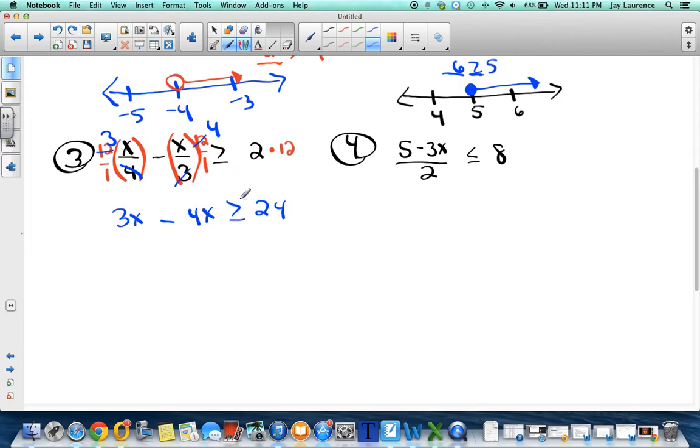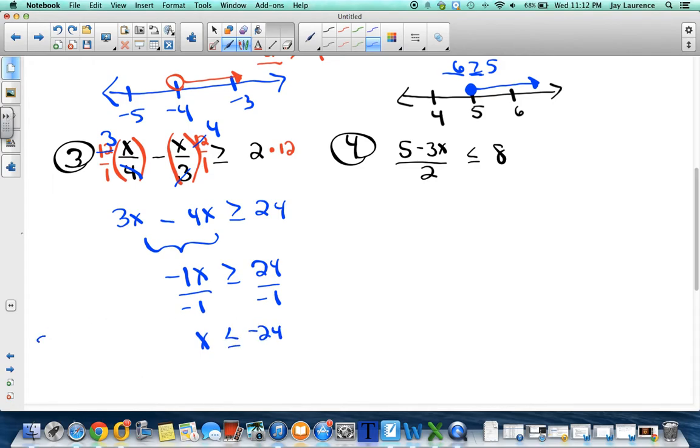Notice the inequality did not flip yet. It's going to flip in a minute, but not yet, because I multiplied by 12, not by a negative 12. Had I multiplied through by negative 12, it would have changed direction. All right, here I'm going to combine like terms and get a negative 1x greater than or equal to 24. And then I'm going to divide by negative 1 on both sides. So x is going to be less than or equal to negative 24.